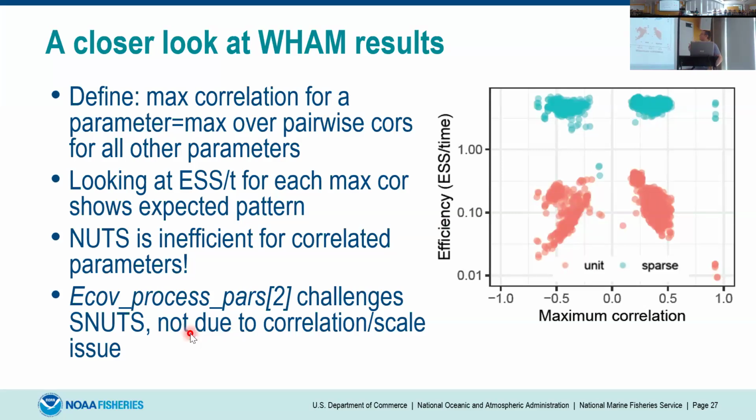Okay, so this is it in a nutshell. So why is WAM so much faster? So this plot, maximum correlation. If you take a parameter and you say, among all other parameters, what's the highest correlation?